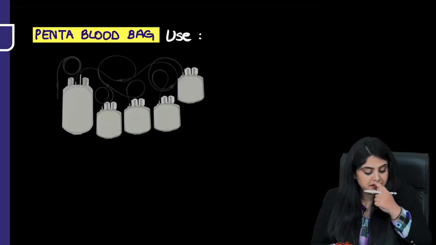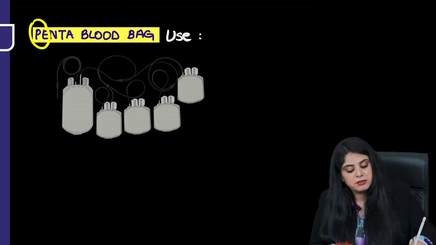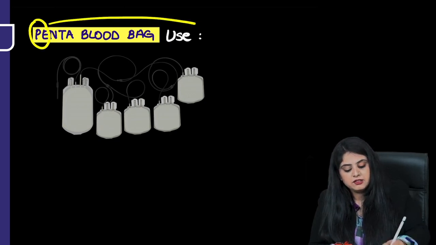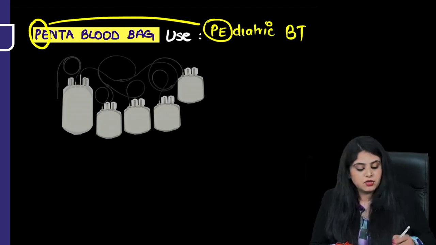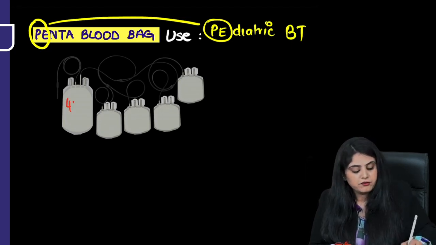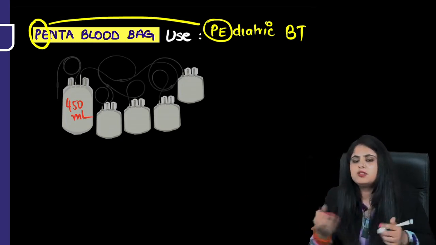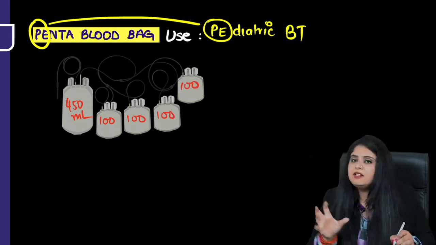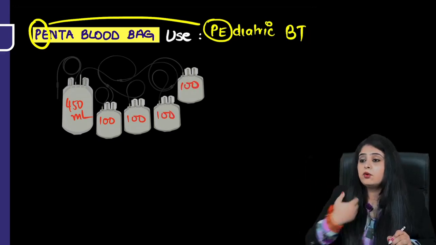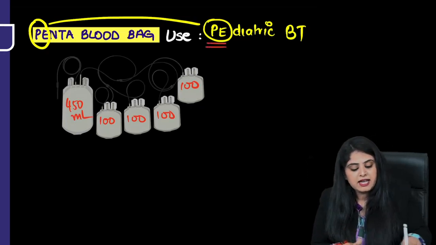Moving on to another AIMS exam question. What is the Penta blood bag? Penta blood bag, first of all learn PE for Penta, and PE is for pediatric blood transfusion. When you have to give blood to a small child, come on guys, you can't give 450 ml of blood to a newborn baby. You will say, ma'am, I will make small pouches out of it. Maybe 100 ml I will divide into 4 pouches, and then I will give 1 pouch as and when required. I can't give 450 ml in one go. The child will die of overload only then. So for pediatric use I will make small pouches.